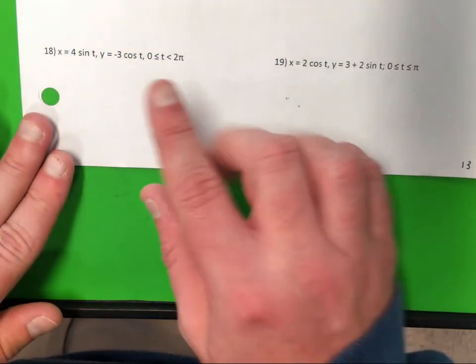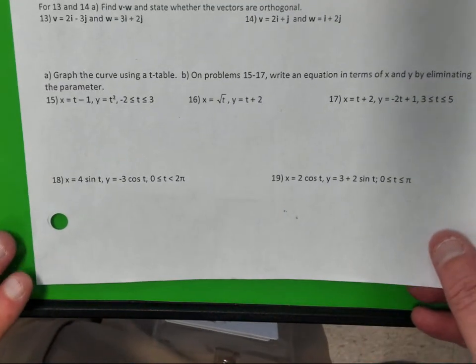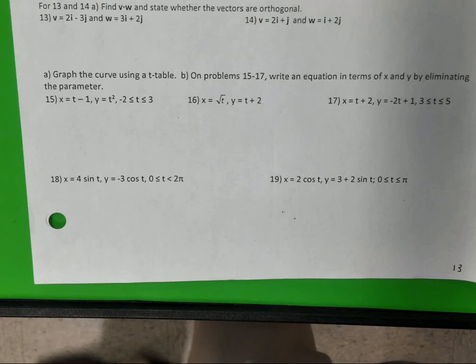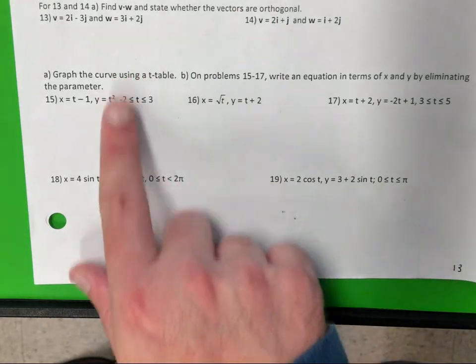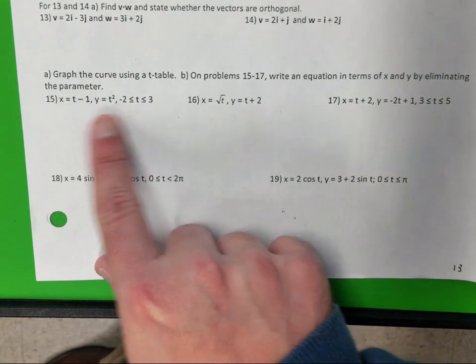Okay. Turn back to page 13. I want you to do number 15 and 18. 15 and 18. Don't worry about eliminating. You're just graphing this. So your interval is from negative 2 to 3.